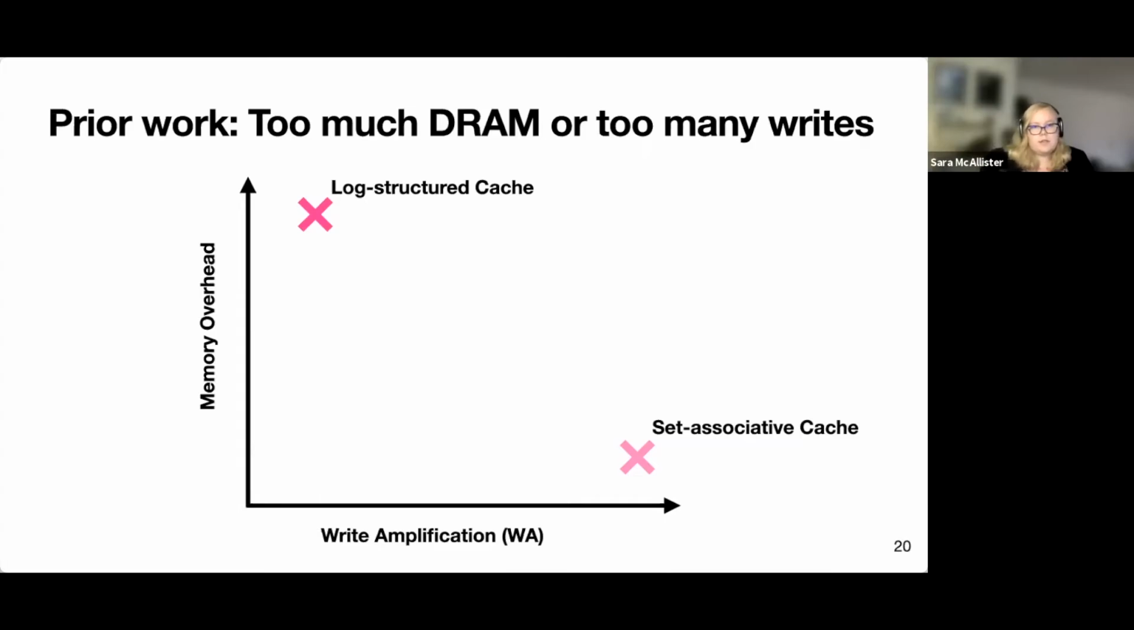So neither of these options really get us to where a production system can minimize the cost, which is with a low memory overhead and a low write amplification. And that's where Kangaroo comes in.